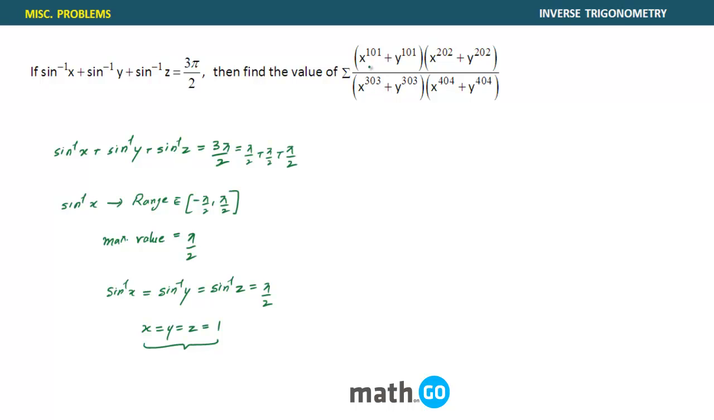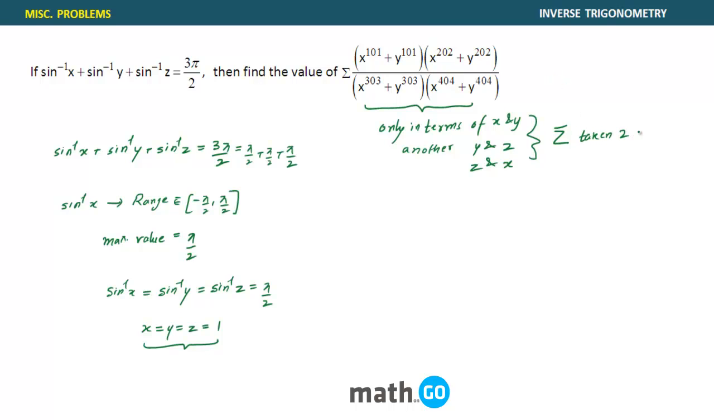So now what is interpreted here? Why is the summation there? You can see there are long values here. But this statement is cyclic in nature because this is written only in terms of x and y. So there will be another term which contains y and z, and there will be another term which contains z and x. That is why the summation sign is given. So this is basically summation taken two at a time. This is what you can understand out of this.